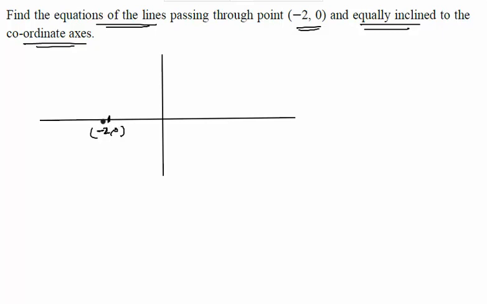Right? Now, what else is the given condition? These lines should be equally inclined to the coordinate axis. So when we say that a line is equally inclined to the coordinate axis, it basically means that it should make angles which are equal. So if these two angles are equal, what can these angles be?